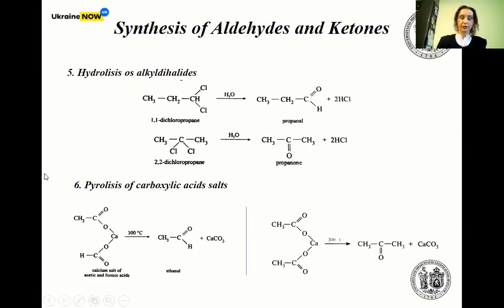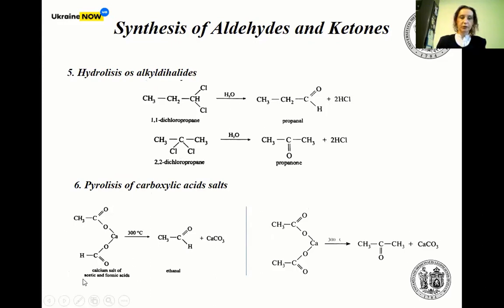This method is also familiar to you. Here we hydrolyze dihalogen derivatives. Depending on the position of these two halogens, we obtain either an aldehyde or a ketone. Such dihalogen derivatives are called gem-dihalogen derivatives.